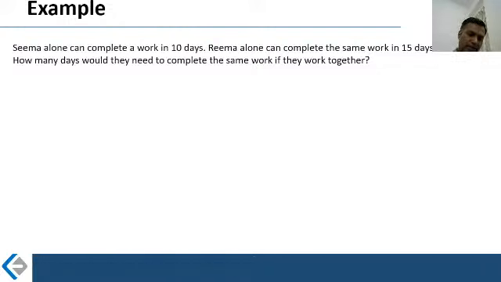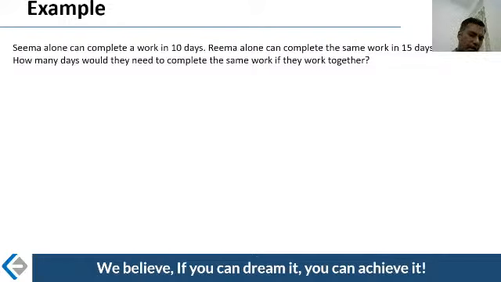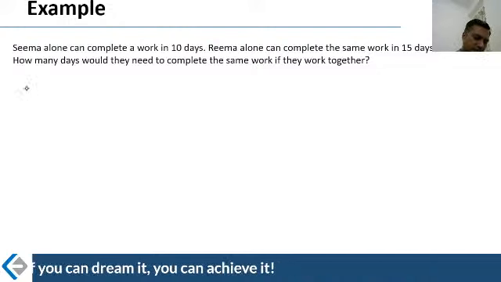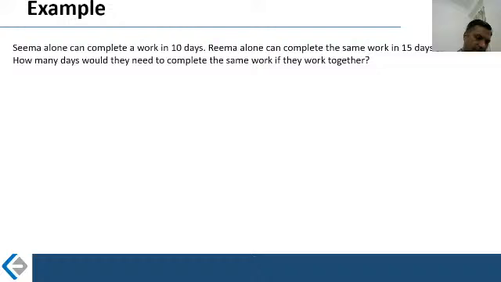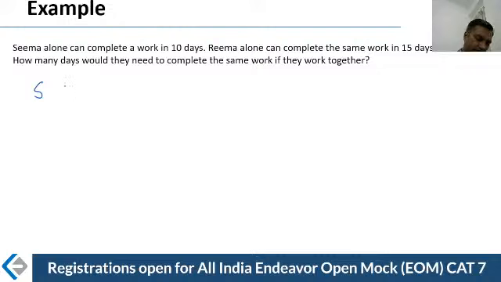Seema alone can complete a work in 10 days. Rima alone can complete the same work in 15 days. How many days would they need to complete the same work if they work together? Now look at this. Let's take the efficiency of Seema. What is the given data? Seema can do the work in 10 days. What about Rima? Rima can do the same work in 15 days.